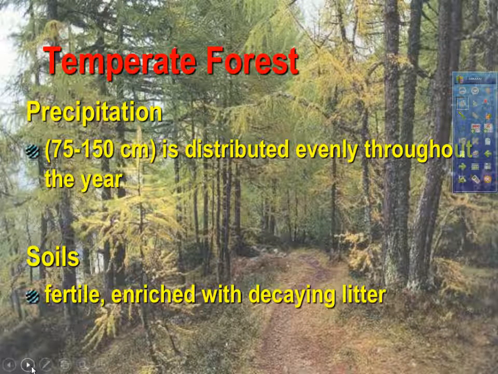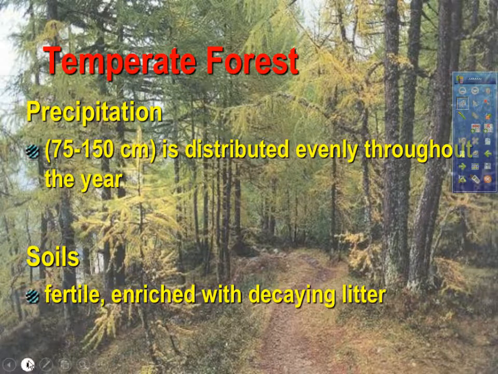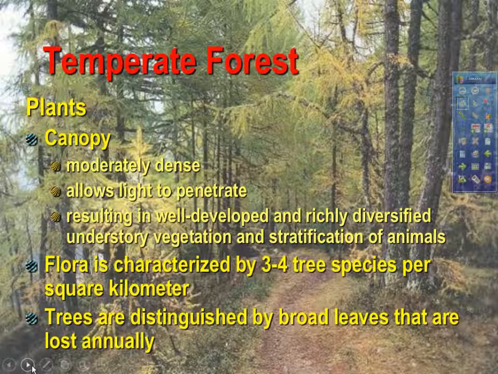So the precipitation, distributed evenly throughout the year. We don't have a rainy versus dry season in these types of ecosystems, but the soils are very fertile, lots and lots of nutrients with lots of decaying matter to replace it. And then the plants, again, you have that canopy versus forest floor concept, not as dense as a rainforest, but still relatively dense. Much more light penetration down to the forest floor in a temperate forest.